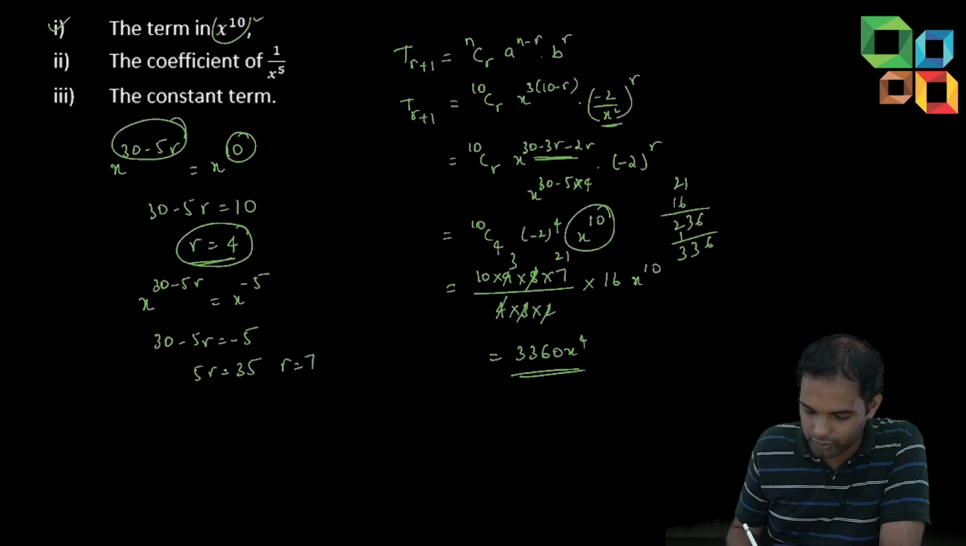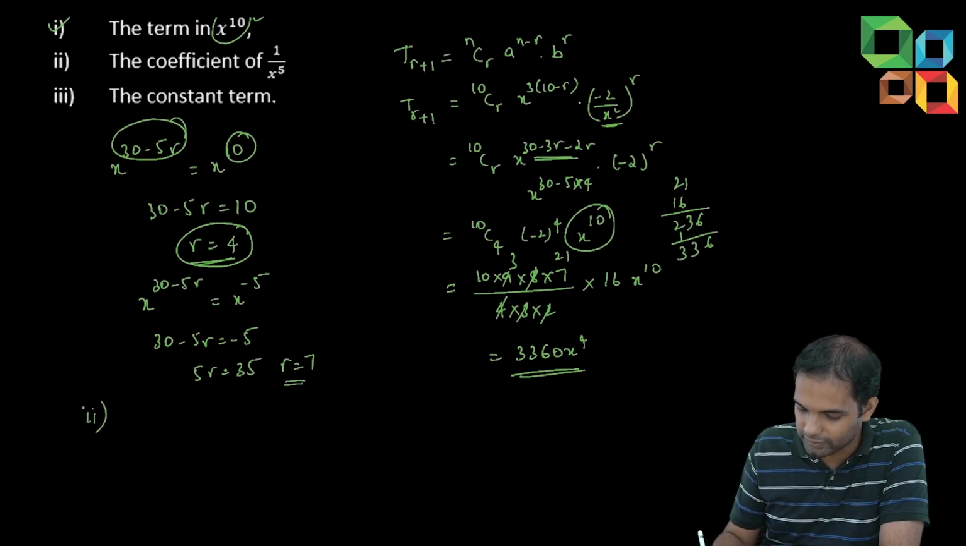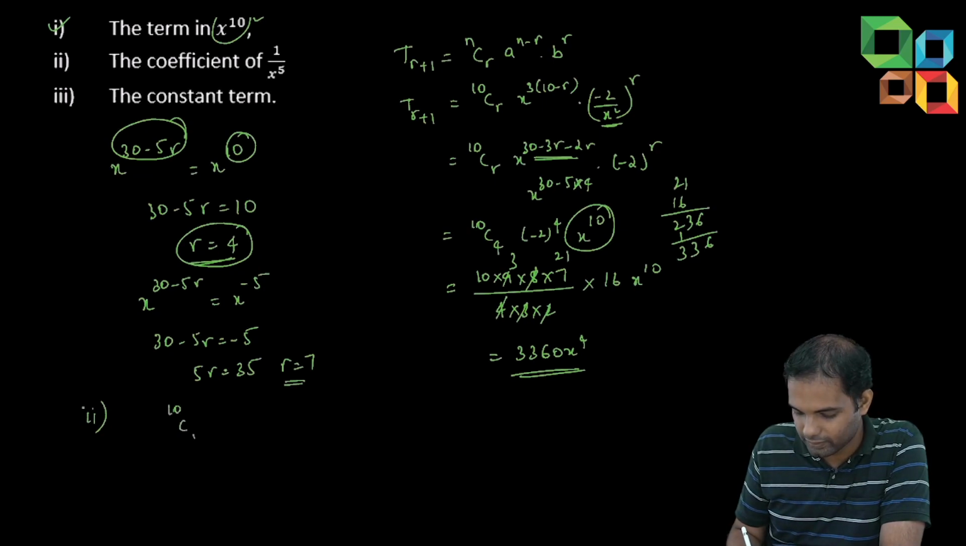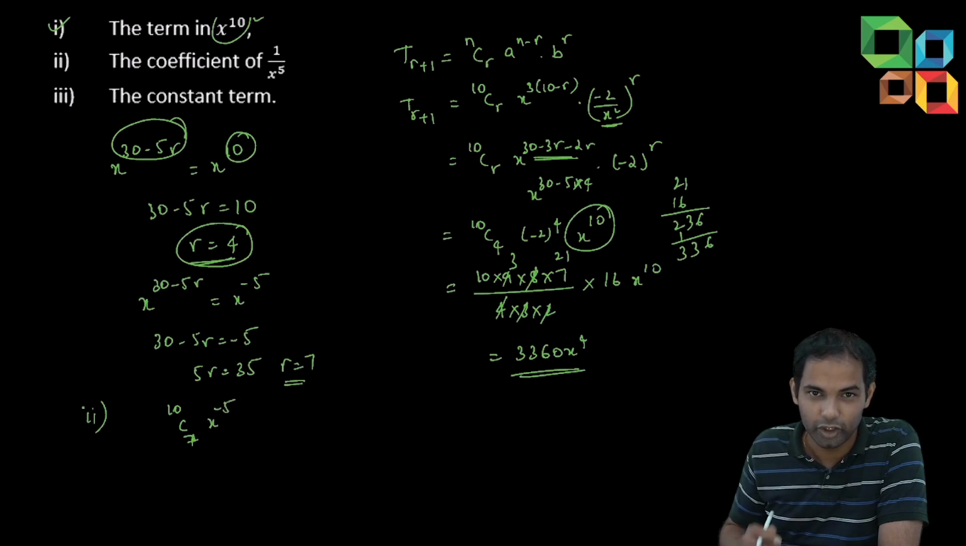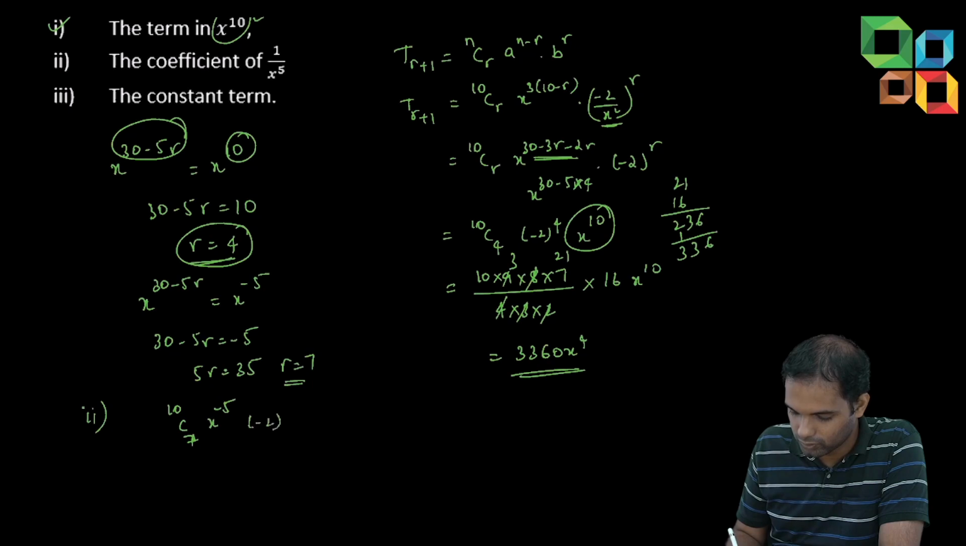Again, the same approach for the second one. Simply substitute r equal to 7. So it is 10C7. The x power we already know: I should get x power minus 5 because I've taken 7, or you write 30 minus 35, which is x power minus 5. Next is minus 2 whole power 7. So this is the same as 10C3 into (-2) power 7.